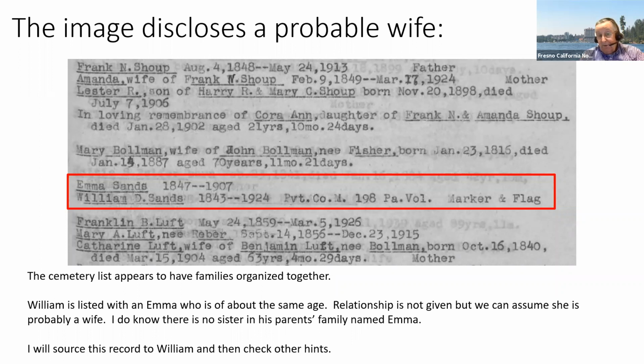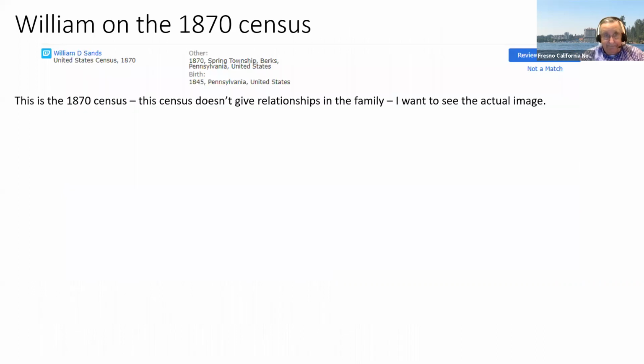Now, it's possible this isn't his wife. It doesn't say "wife of." It just says Emma Sands. I know in his family, he doesn't have a sister named Emma. So it's most likely a wife. But I'll go ahead now and source this for at least William right now. I might hold off on Emma for a little bit and see if we can find another source that will definitely show me that an Emma born in 1847 married him.